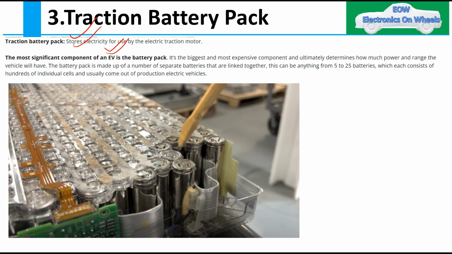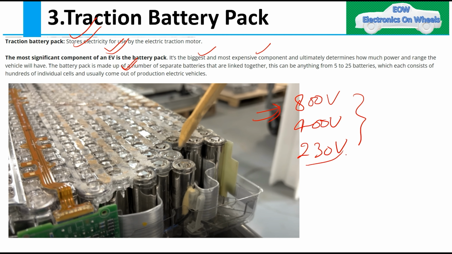So it is a very significant component, and most of the cost comes because of this component in your EV. It is the biggest and most expensive, and ultimately determines how much power and range the vehicle will have. So how much is the rating for this particular battery pack, we will try to describe in the coming slides. But as of now, vehicles are using 800 volt, 400 volt, 230 volts. Okay, we will see who is using what and why they are using.